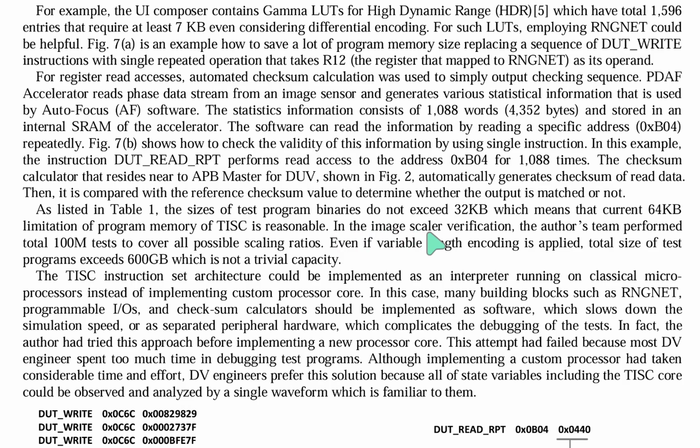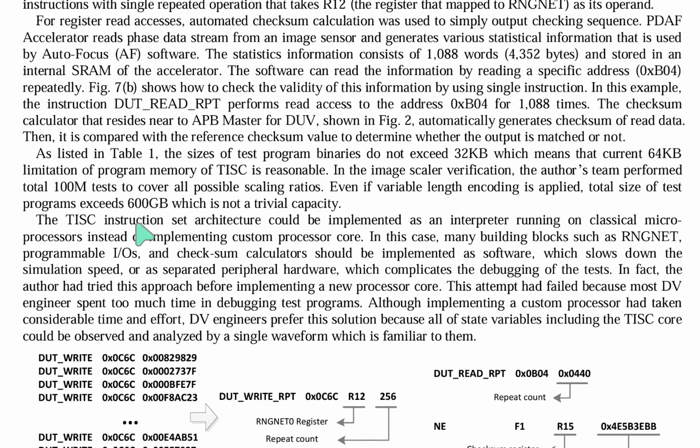In the image scalar verification, the author's team performs a total of 100 million tests to cover all possible scaling ratios. Even if variable length encoding is applied, the total size of the test program exceeds 600 GB, which is not a trivial capacity. The TISC instruction set architecture could be implemented as an interpreter running on a classic microprocessor instead of implementing the custom processor core.